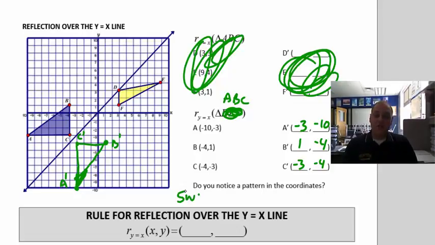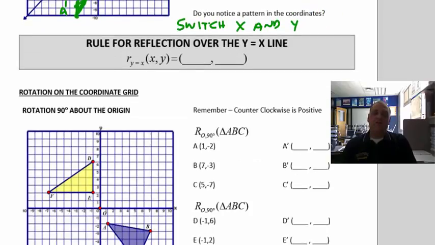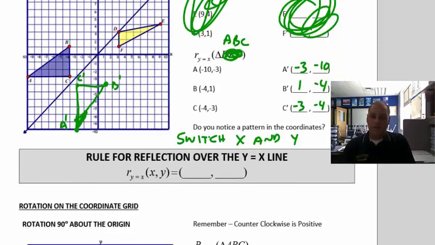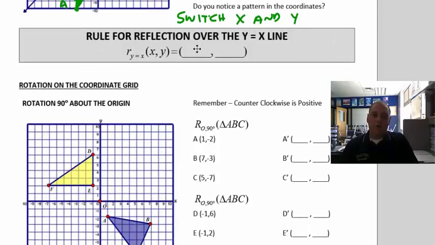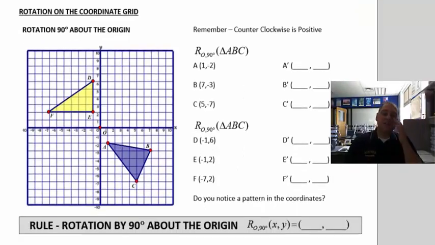So it's switch the x and the y. Switch the x and the y for the reflection over the y equals x line. Now the y equals x line is that diagonal line right there. That's exactly in between the x and y axis. That's the y equals x line. If you flip over that, you just switch the x and the y, and that is a reflection over the y equals x. So the rule is going to be (x, y) becomes (y, x). Very, very easy. That's the easiest one. Okay, now, rotations are a little trickier.